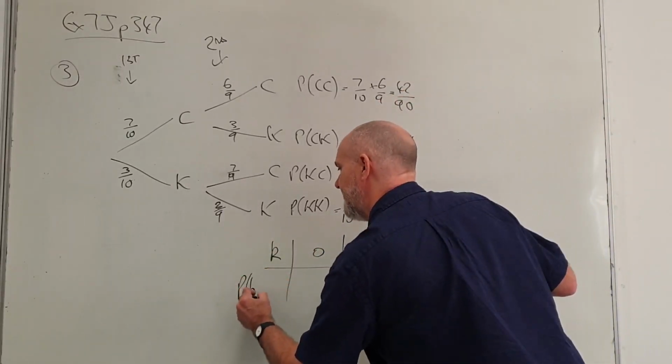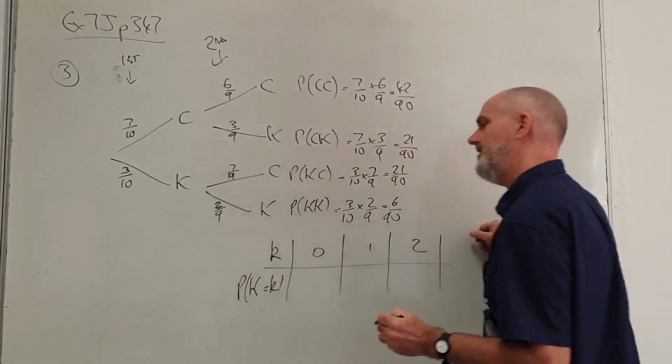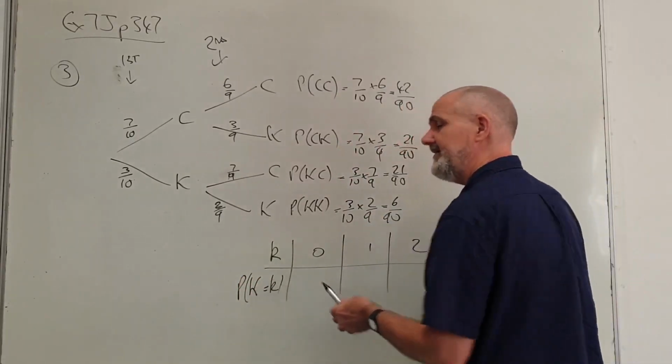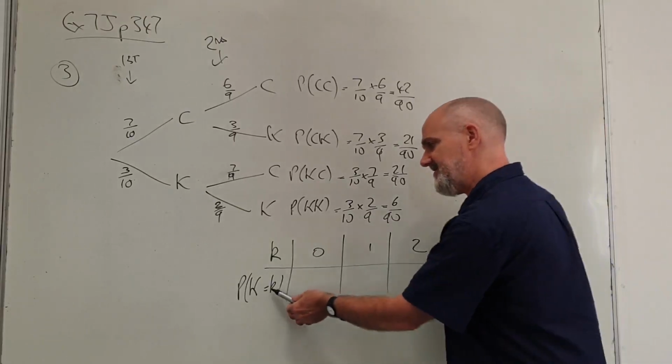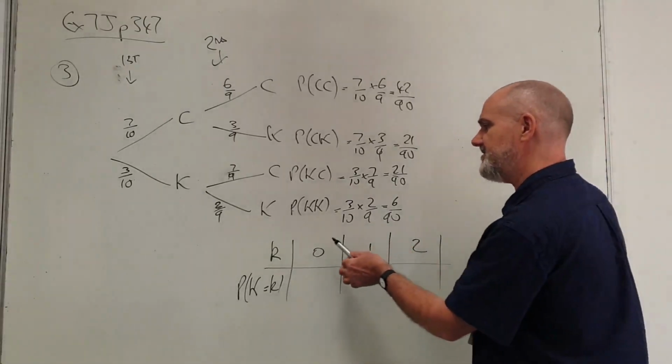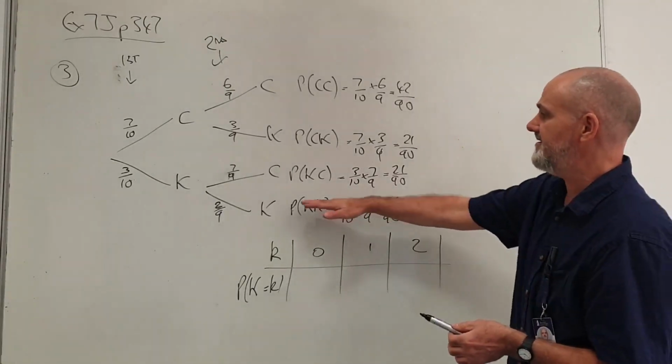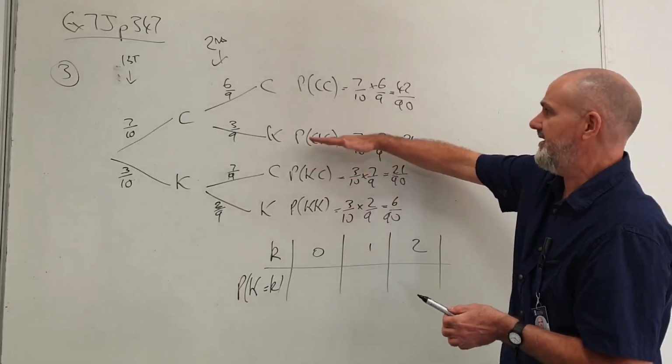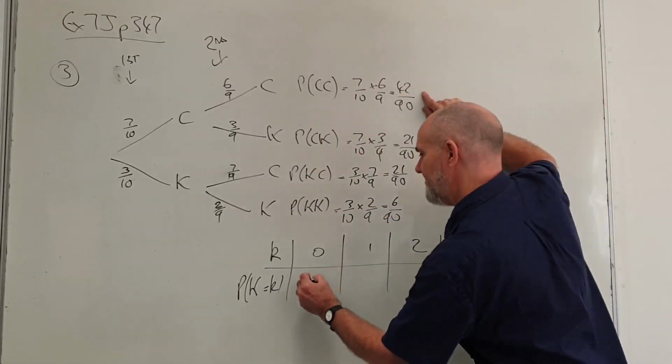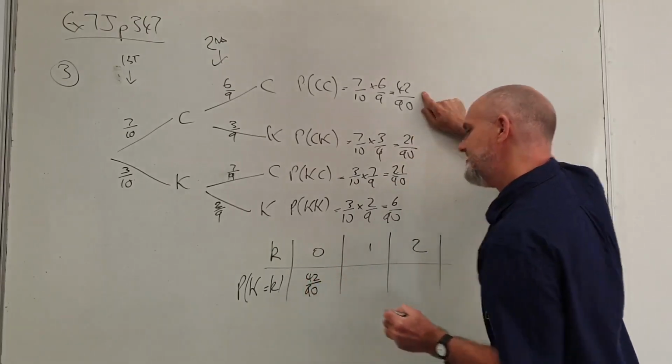This is the probability that the random variable k, the number of keys, takes the specific value lowercase k. So what's the probability that there's 0 keys? So this is 2 coins, 1 key, 1 key, so that's only that one. So that's going to be 42 out of 90.